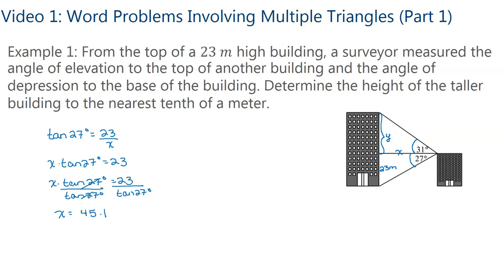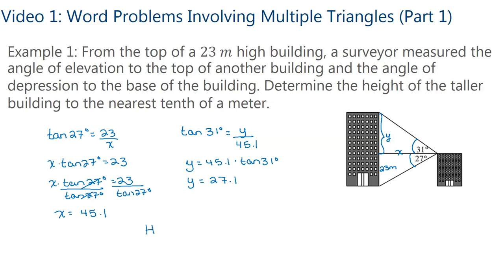So now, looking at the upper triangle, I see that the y is opposite 31 degrees and x is adjacent. So again, I'm going to use tan. Tan of 31 degrees equals y over the x value that I just found, 45.1. Now cross multiplying, I have to multiply 45.1 by tan 31. And when I do that, I get a value of 27.1.